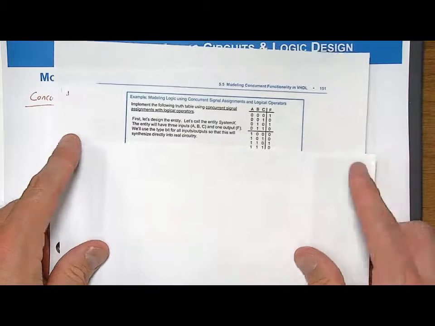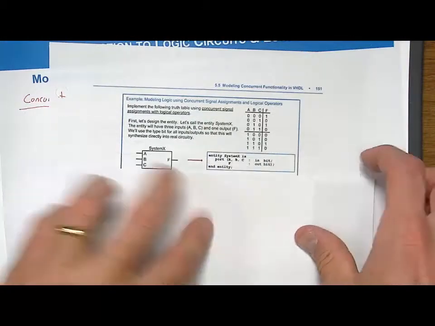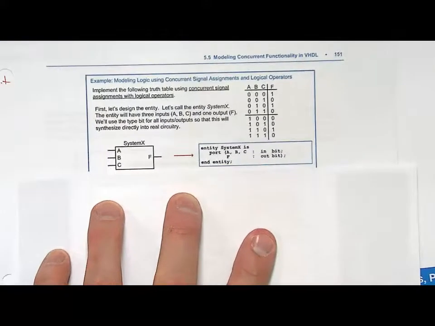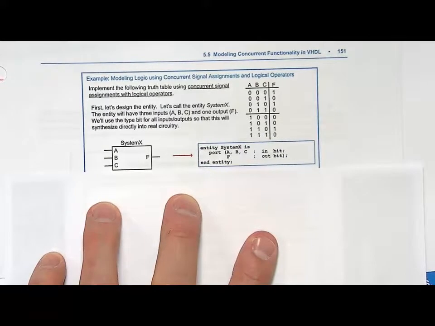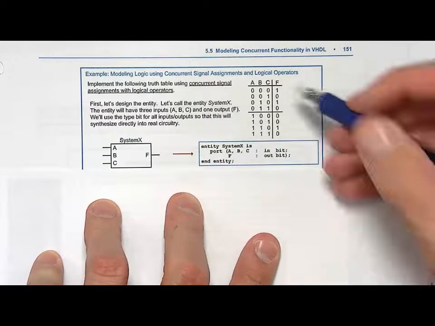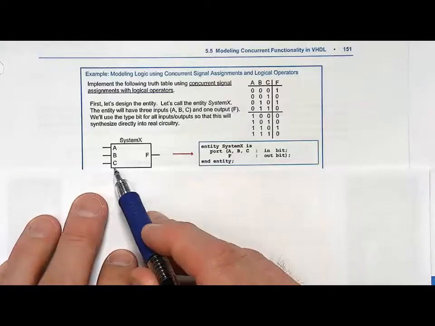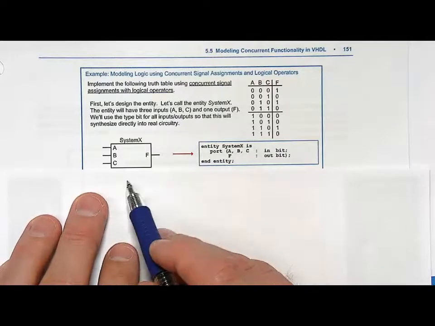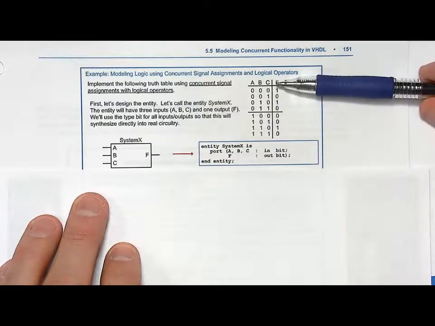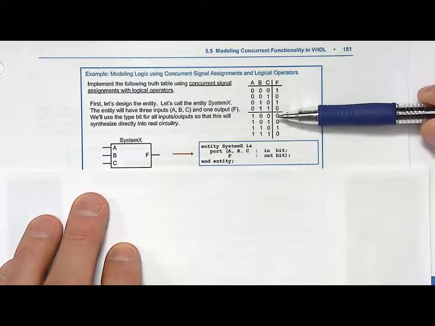So let's say that I had a system. Let me zoom out on this. Let's say that I had this system and I wanted to model it. Here's the truth table. Let's define its ports. It's got three inputs, A, B, and C. It's got an output F. They're all going to be of type bit. We have its truth table right here, which defines the functionality. So I want, for all the input codes, 1, 0, 1, 0, 0, 0, 1, 0.